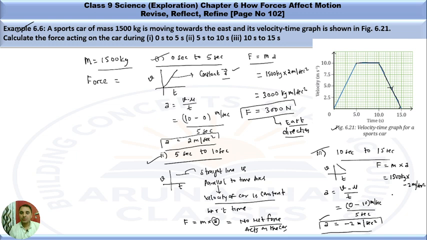So it is minus 3000 Newton of force acting on the car during the time interval of 10 second to 15 second. It represents that the magnitude value is 3000 Newton, but the direction will be towards west, that is opposite to the direction of east. So this way we solve the question. Hopefully you will be able to understand it.